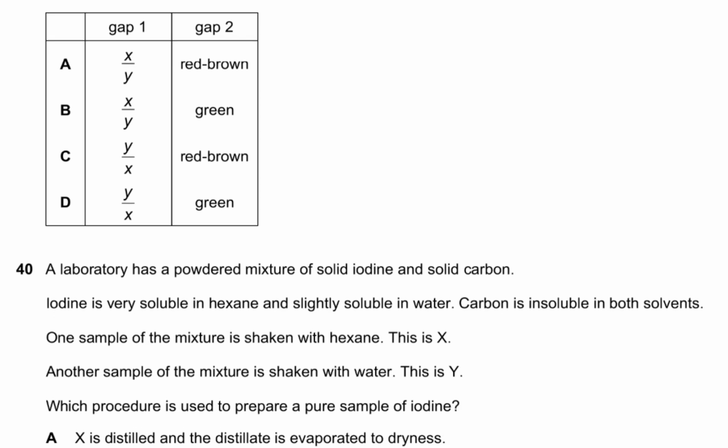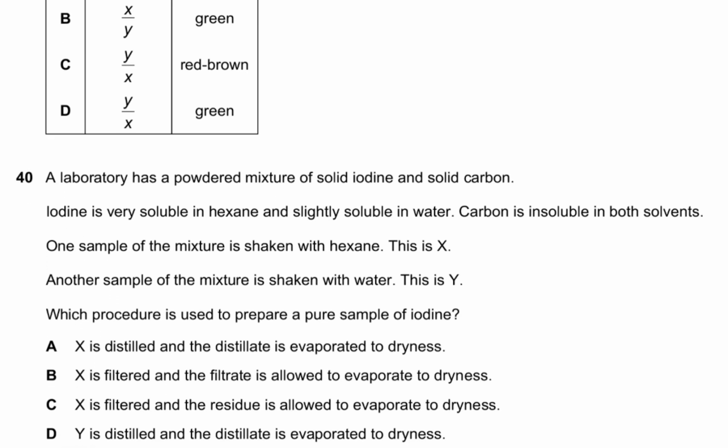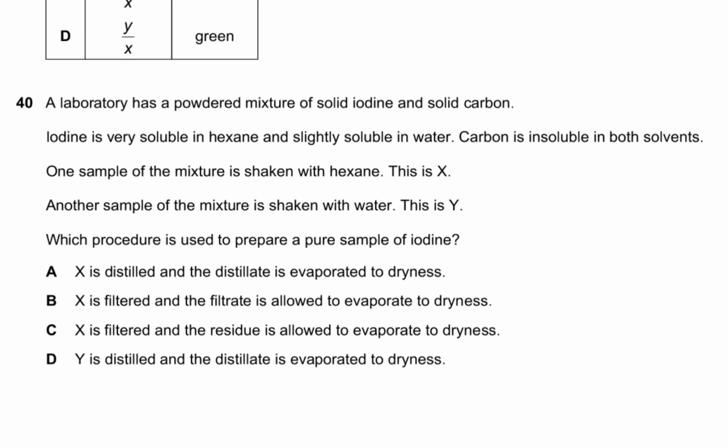Last question. A laboratory has a powdered mixture of solid iodine and solid carbon. आयोडीन soluble है हेक्सेन में और वाटर में slightly soluble है, कार्बन insoluble है both solvents में. आपने एक सैंपल लेना है, उसमें शेक करना है हेक्सेन के साथ, और X बनाना है. सैंपल, और एक मिक्सर वाटर के साथ शेक करना है, और उसको आप Y लेबल करेंगे. और आपने प्योर सैंपल आयोडीन का कलेक्ट करना है.